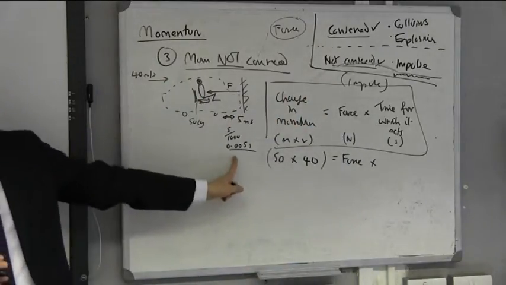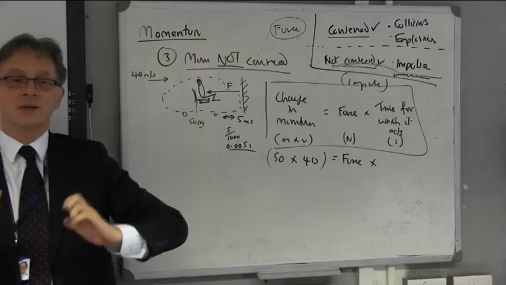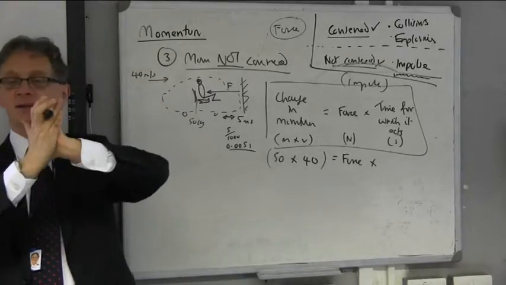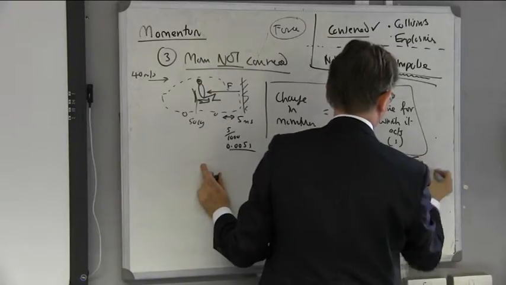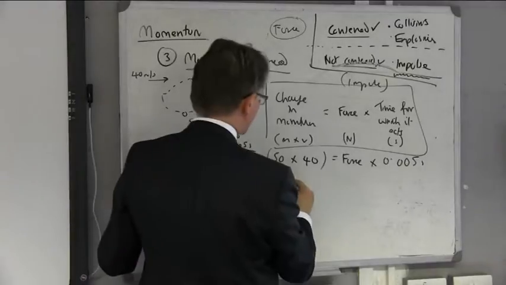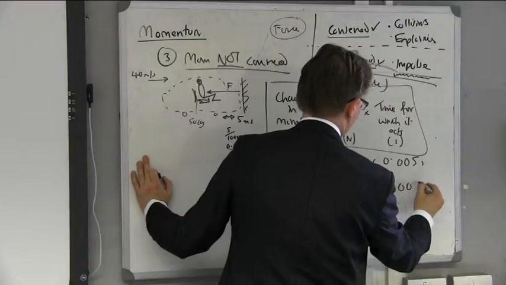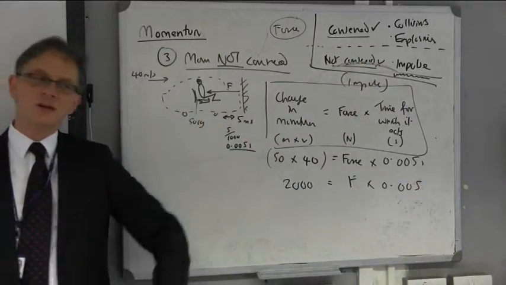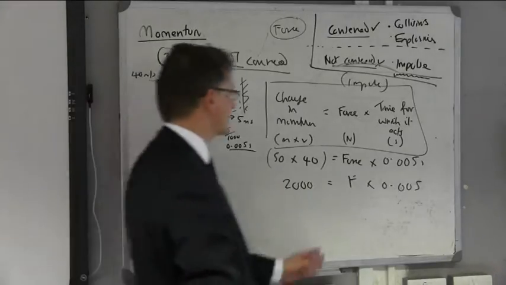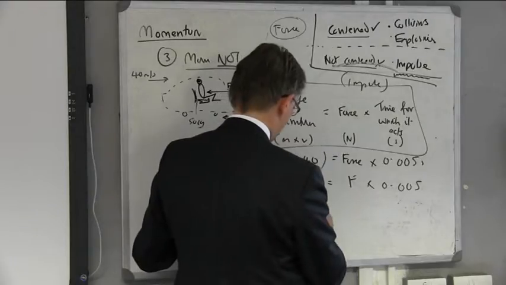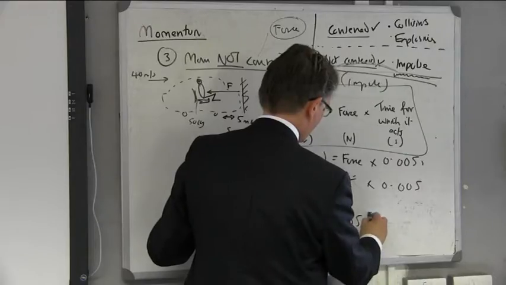The time for which it acts, how long does the force have to slow the person down? Well, they're not wearing a seatbelt, so it's just the brief impact between their neck and the windscreen that is the time that it acts for. That's 5 milliseconds, 0.005 of a second. 50 times 40 is 2,000. That's going to be F times 0.005. I know it's really horrible, complicated physics, but it's normally just momentum is mass times velocity. What do they want this time? They want the force. So a bit of rearranging here. It's going to be 2,000 divided by 0.005.